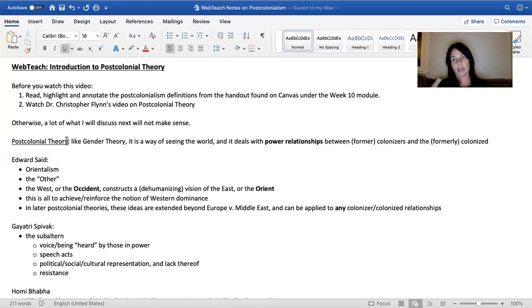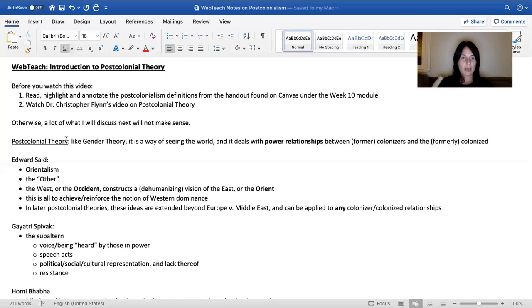And Said is Palestinian, and he is specifically concerned with what is known as the Middle East, the Orient, which would be East Asia and Southeast Asia, and Northern Africa. So he is not necessarily looking at places like Latin America or at indigenous populations in North America or in Australia. He's really focusing on the West being Europe and the East being those places I mentioned, North Africa, the Middle East, and Asia.